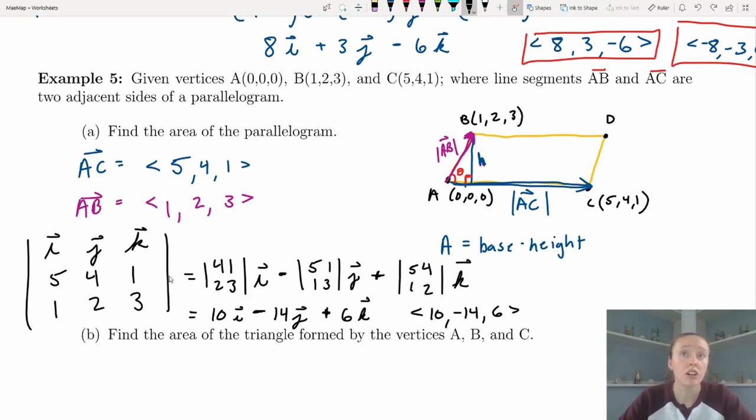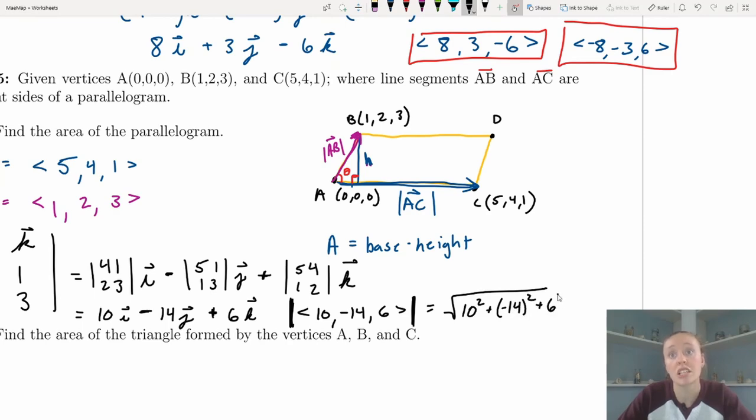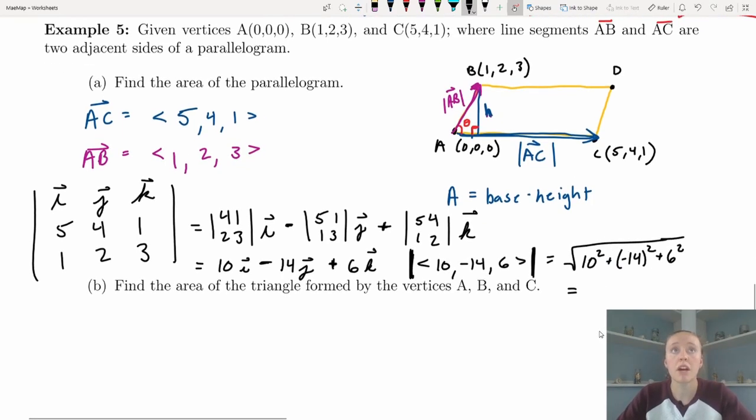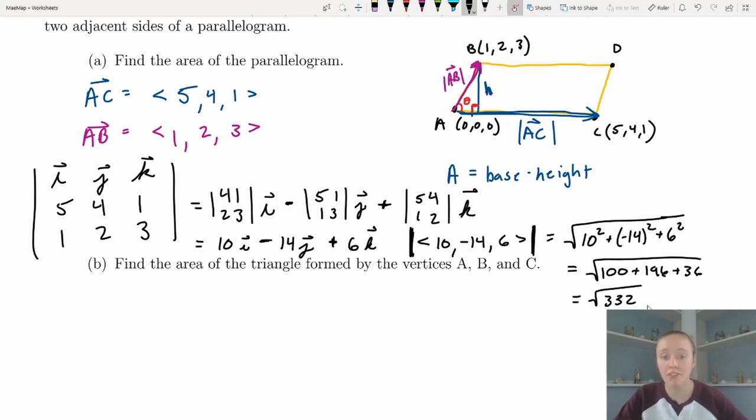Now remember, this is the cross product, but that area is the magnitude of the cross product. So I need to take the magnitude of this vector, which is going to be the square root of 10 squared plus a negative 14 squared plus 6 squared. And just so I don't cover up the work, I'll continue down further. That's going to leave me with the square root of 100 plus 14 squared is 196 plus 6 squared is 36. So that's going to be the square root of 332.